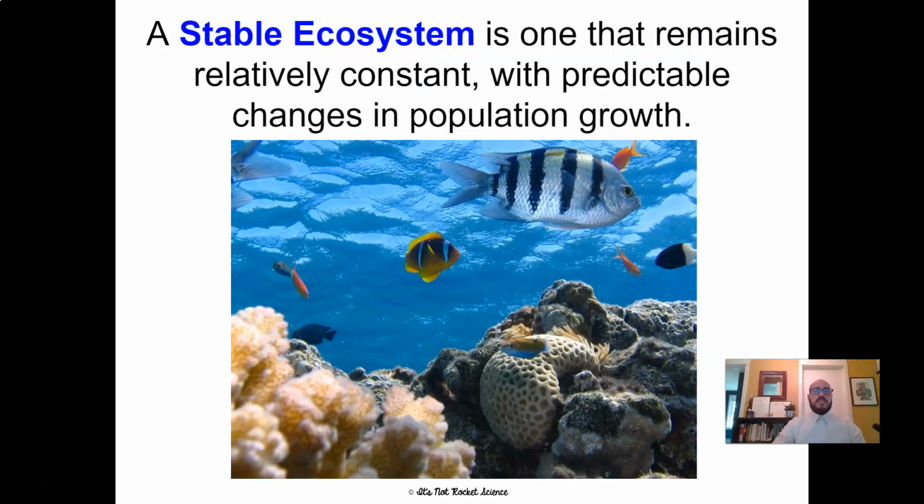So a stable ecosystem, this is an ecosystem that's relatively constant, okay? It's not changing a lot over time. And kind of the birth rate, the immigration rate, the death rate, the emigration rate, those are going to be pretty much the same and kind of equalized. That's not to say that it isn't changing, but it's to say that it's relatively constant what's going on there throughout time. So this would be like an old growth forest, or maybe even a mature coral reef.